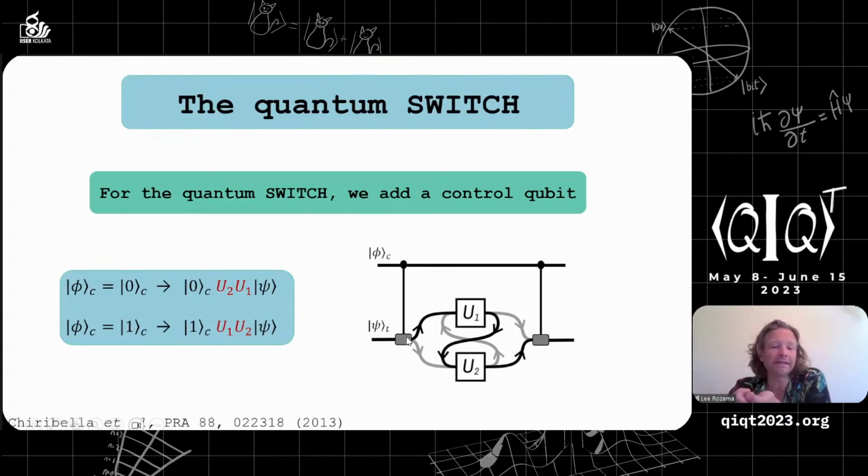Essentially the idea is if the control qubit is in the state 0, then this qubit is going to take the black wire and go to U1, U2. So the output of the circuit will be U1 acting on psi followed by U2 acting on psi. However, if the control qubit is in the state 1, then we'll go through the gray wire. So the state psi is going to see the gates acting in the opposite order. And this is a quantum switch as it was proposed in the original paper from Chiribella.